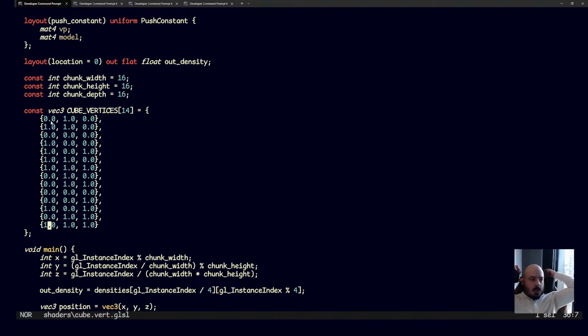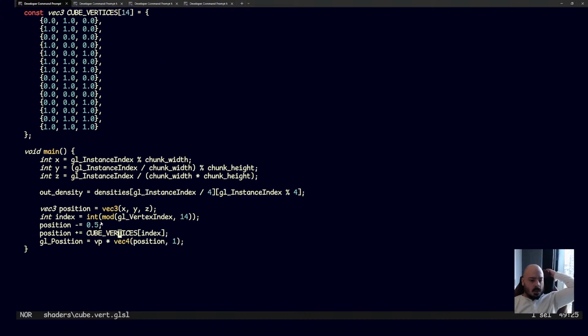Right, because for some... That's interesting. Well, all the vertices are positive. Oh yeah, that makes sense actually. And then we just subtract 0.5. Okay, gotcha.